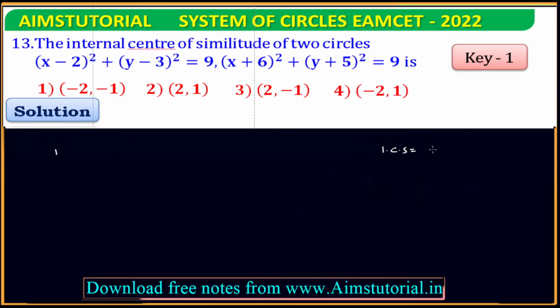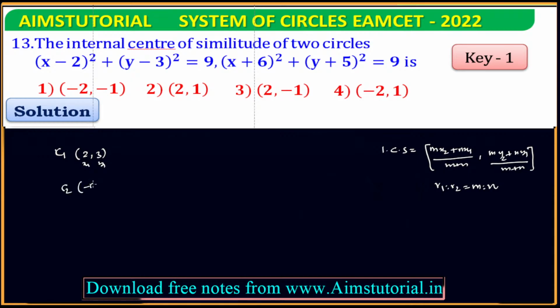Internal center means in the section formula we have to take positive: (m x2 plus n x1) by (m plus n), comma (m y2 plus n y1) by (m plus n), where R1 to R2 ratio equals m to n, and C1, C2 are the center coordinates. So first find C1. C1 is (2, 3), that is our x1, y1. C2 is (-6, -5), our x2, y2.